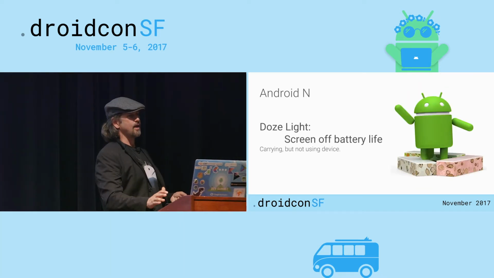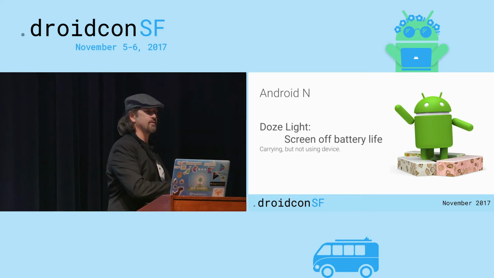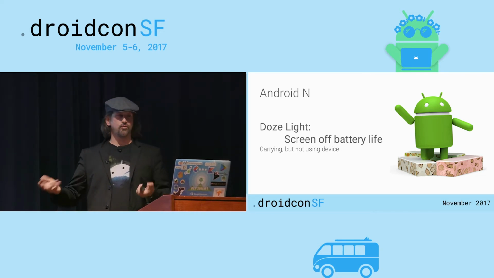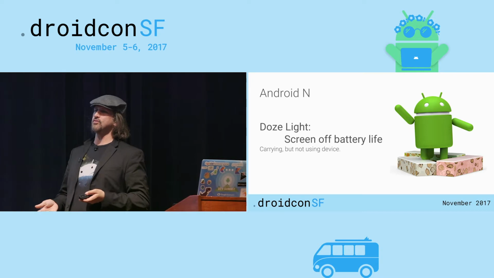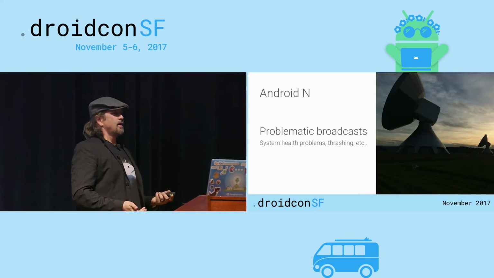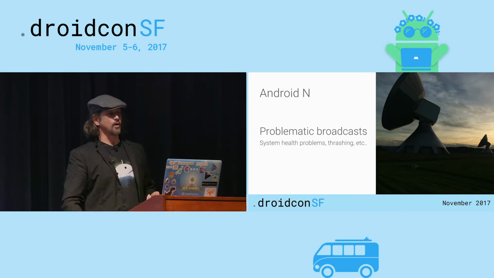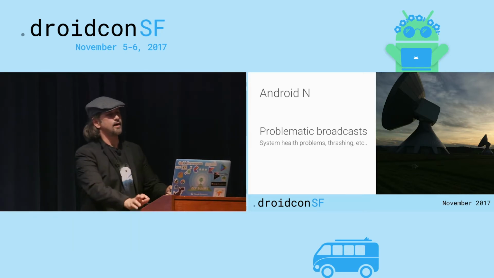And then in Android N, we added this kind of doze light mode that also works when the device isn't stationary, but you're not using it. And again, this is important stuff. It's all leading up to where we are now. Also, we have problematic broadcasts, and this is one of the most critical things that we did.